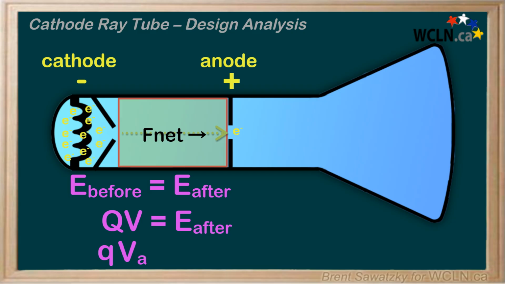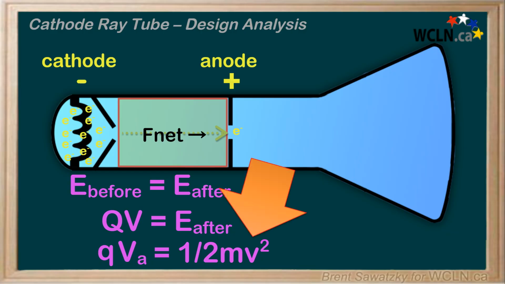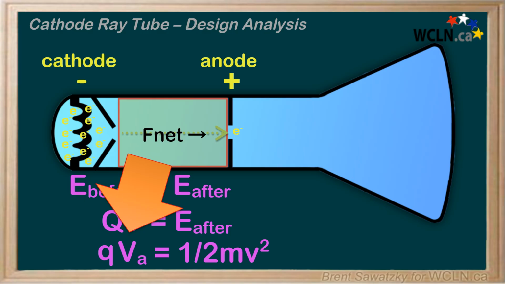So our E after is all kinetic energy, or 1/2 mv squared. And we can rearrange this equation to solve for the velocity given the voltage difference, or we can solve for the required voltage for a given velocity.